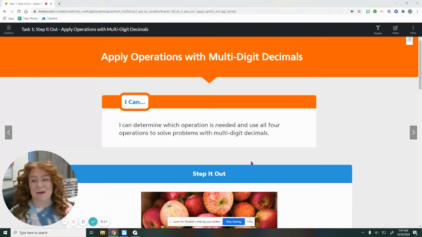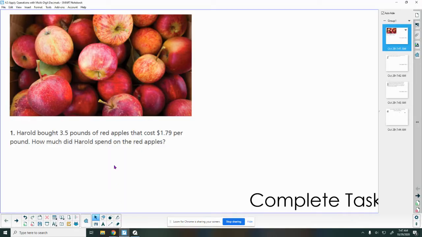So today we are working on lesson 4.5. We are going to be using all the operations, add, subtract, multiply, divide, with those decimals. So we're going to have to look for our keywords and decide which operation we need to do in order to complete the problem. So let's look at task 1 here.